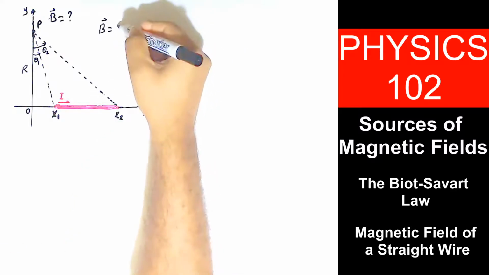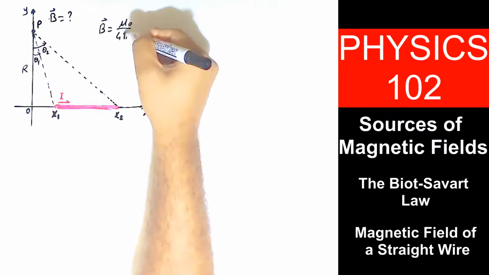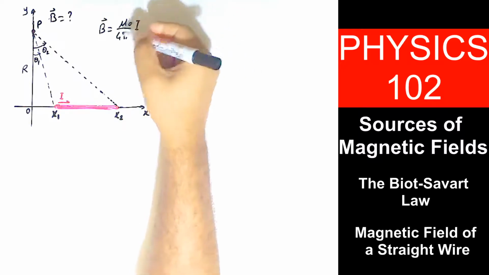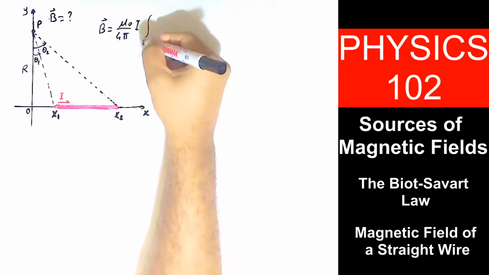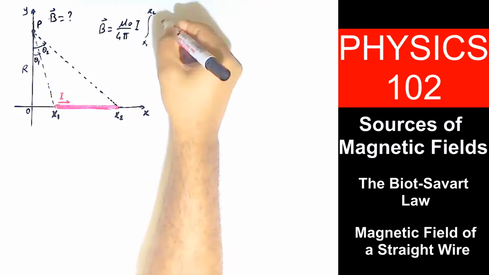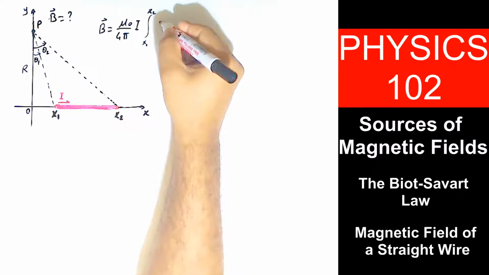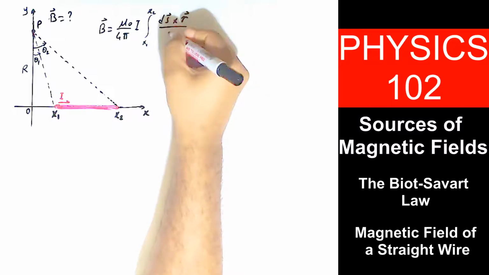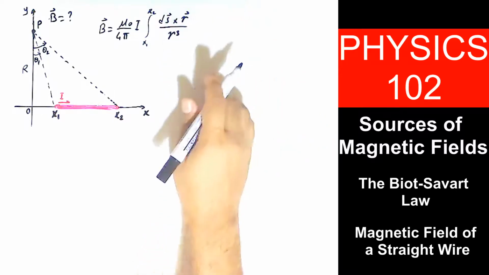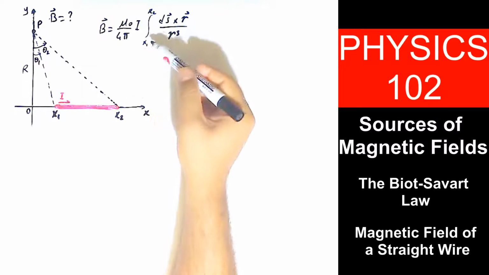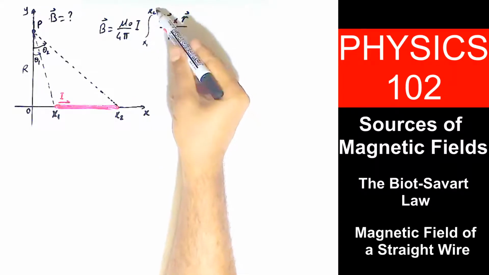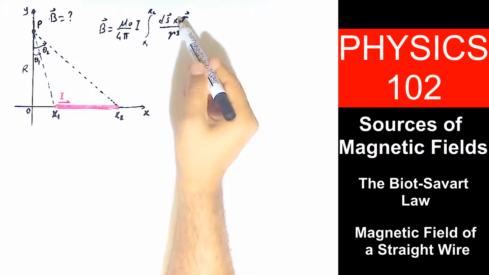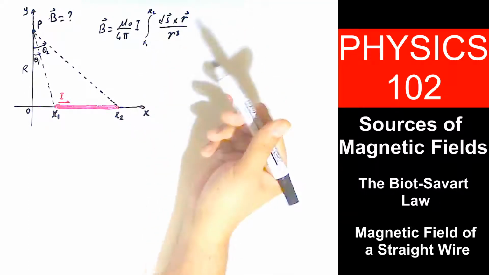The field at point P is given by this formula, and this we have discussed in the earlier lecture. This is the integral from x1 to x2, and the integrand is ds cross r divided by r cubed. So these are the endpoints, starting point and end point of the wire. And we have discussed what the integrand is before, but let me also go over that.